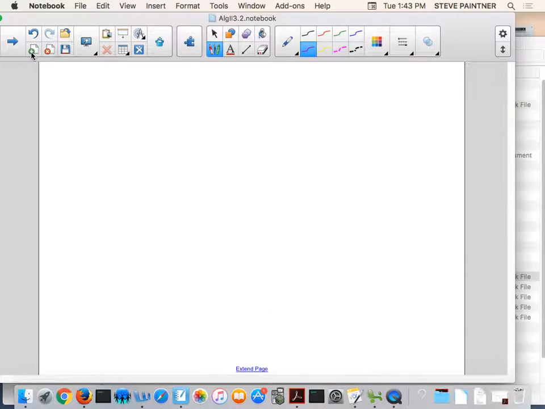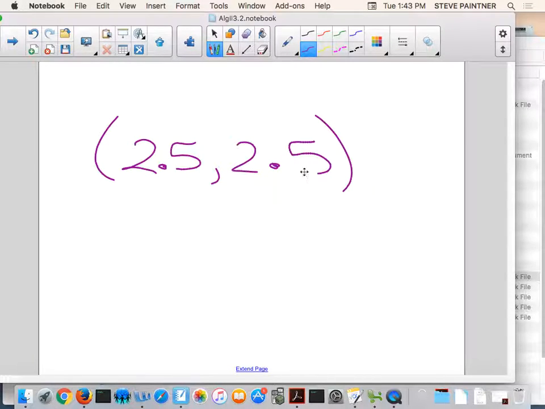So when you wrote your answer to this, you wrote it as an ordered pair. Which one is negative? The first one. Right? That's the answer.